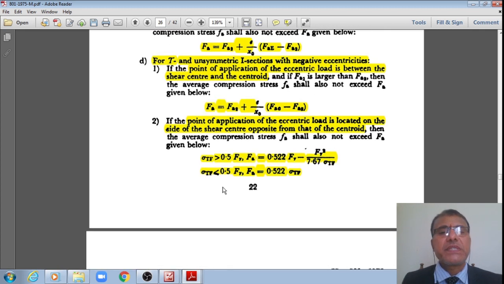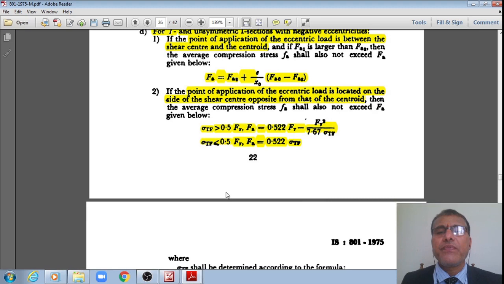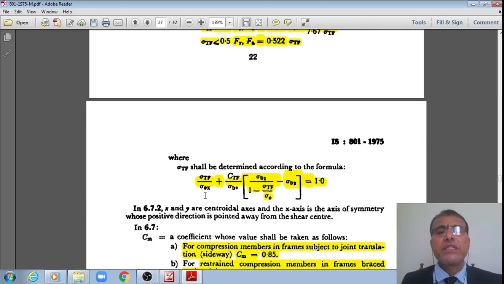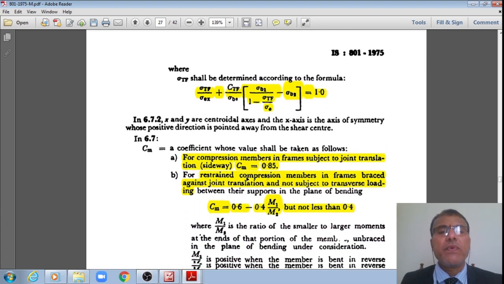Therefore, if sigma tf is greater than 0.5 multiplied by Fy, then Fa is equal to 0.522 Fy minus Fy square divided by 7.67 sigma tf. If sigma tf is less than 0.5 Fy, then Fa is equal to 0.522 sigma tf, where sigma tf is given by this unity formula: sigma tf divided by sigma ex plus sigma tf divided by sigma bc multiplied by sigma b1 divided by 1 minus sigma tf divided by sigma e minus sigma b2 should be the unit value, 1, right?